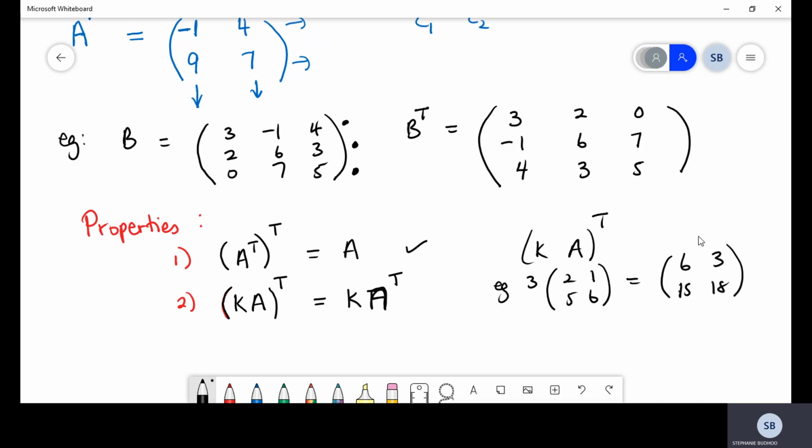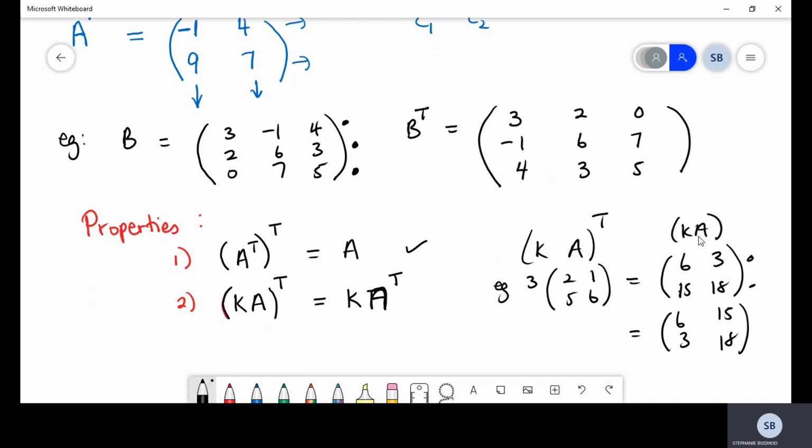All right, so what we have done here is we have found k multiplied by A. The question is asking us to find the transpose. So if we were to transpose this, I'll write my 6 and 3 vertically down, and then my 15 and my 18 vertically down. Now, this is our final answer. This is (kA) transpose.